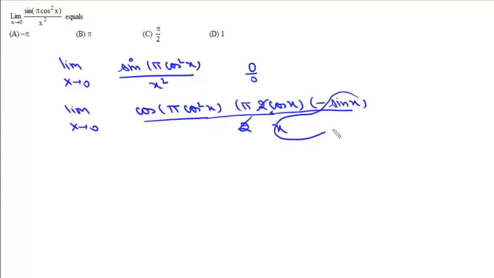Now sin x upon x, when x tends to 0, is 1. Now when we put x as 0, this is cos pi. Cos pi is minus 1. And then we have this pi. Cos 0 is 1. And then we have this minus 1. So answer to this limit is pi. And that's your option B.